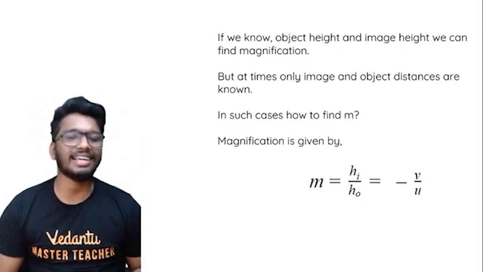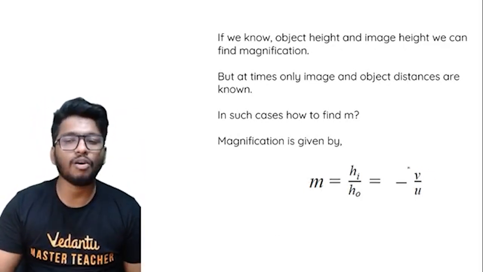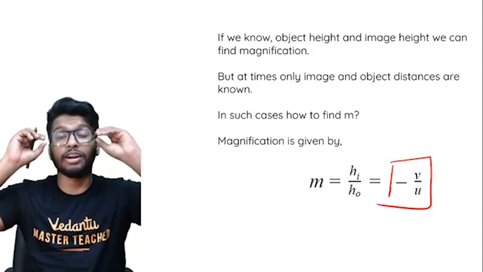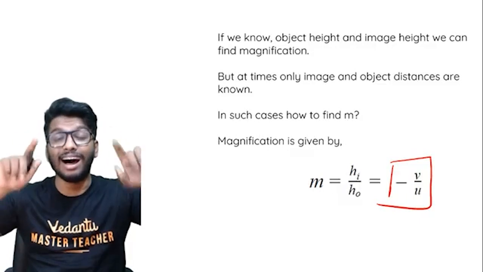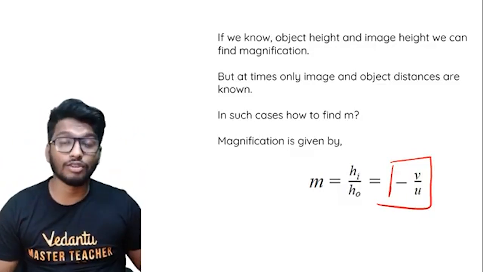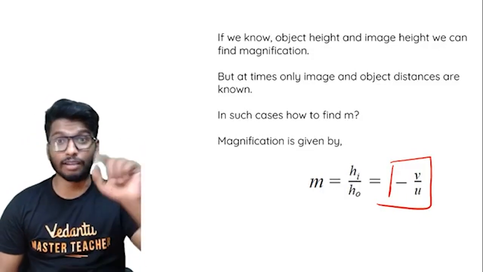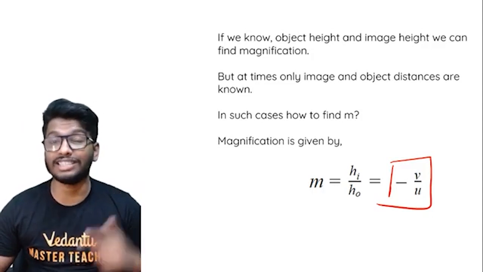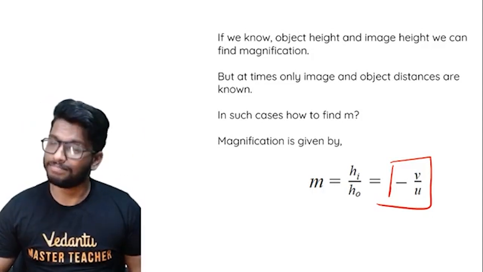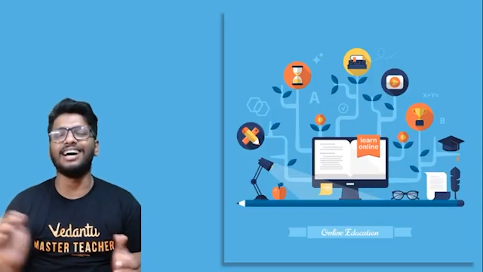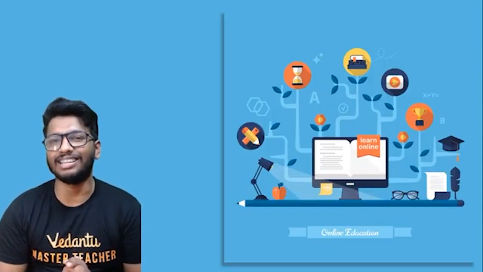The formula for that is m is equal to minus v by u. So if you use this formula, minus v by u, you'll be able to find out the magnification in case the height of the object and the image is not given. So you can use the distance of the object and the distance of the image to find out what the magnification is. Again, what's the formula? m is equal to minus v by u will give you the magnification in case the height of the object is not given. Very simple. All right. Anyways, guys, with that said, let us now understand and solve some questions.